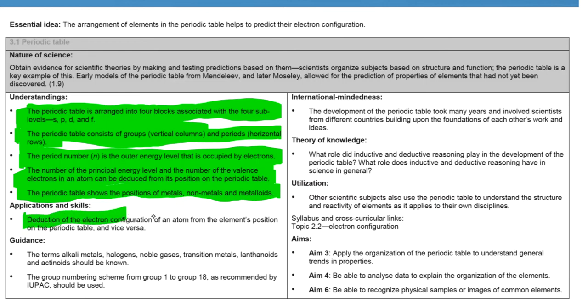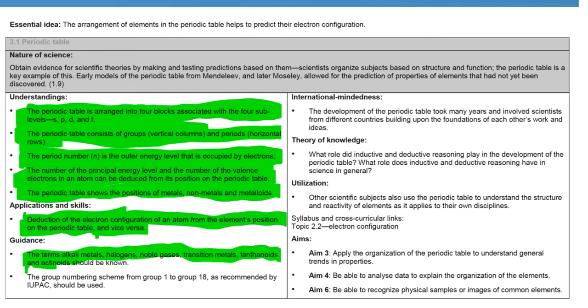Deduction of electron configuration of an atom from the element's position on the periodic table. This should be covered already in topic 2, where you draw the full electron configurations for certain elements. The terms alkali metal, halogens, noble gases, lanthanoids, actinoids should be known. Alkali metals, group 1, halogens, group 17, noble gases, group 18, transition metals, that's essentially the D block there. Metals which have a partially filled D sublevel. Lanthanoids are the first period of the F block, which is just the separated block from the rest of the periodic table, and the actinoids are the lower one.